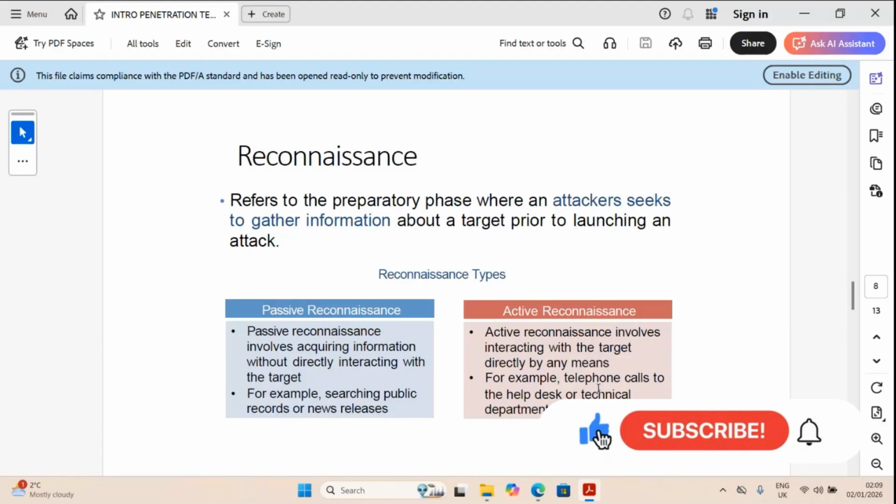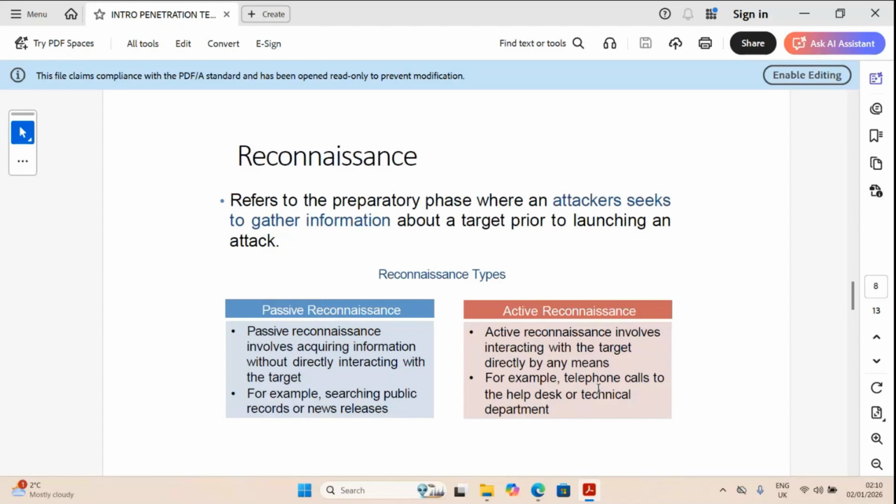Reconnaissance here refers to the preparatory phase where an attacker seeks to gather information about a target prior to launching an attack. So here we do what we call profiling. We need to gather some information on the target. Under reconnaissance, we have two types of techniques that we use. We have the passive one and we have the active one.